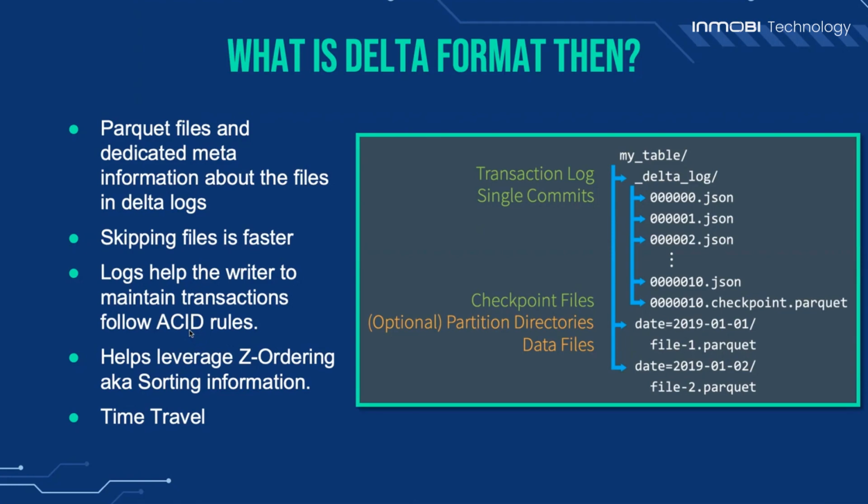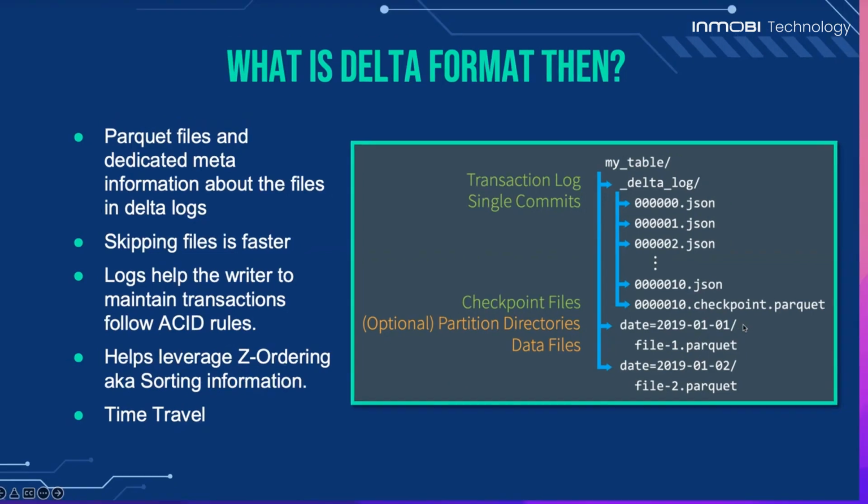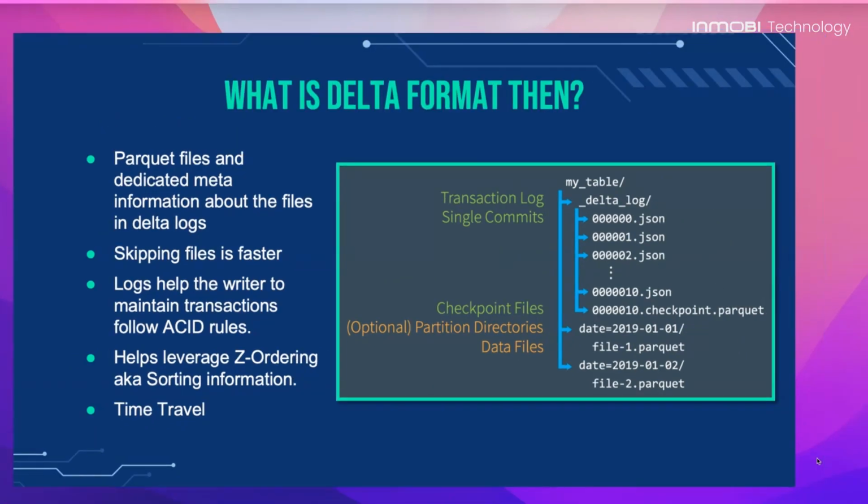The write performance will be impacted a little bit for writing delta logs, but not that much. On the other hand, this helps in skipping the files faster. It helps you bring the ACID rules to the lake itself. Now there is a third thing, which is Z-ordering, and that information also resides in the delta log. What Z-ordering actually means is that once you have partitioned your data, so here you can see the date is 2019-01-01, file one dot parquet. Let me go back and show you the Databricks portal as well.